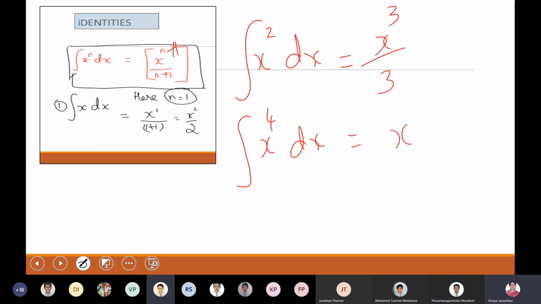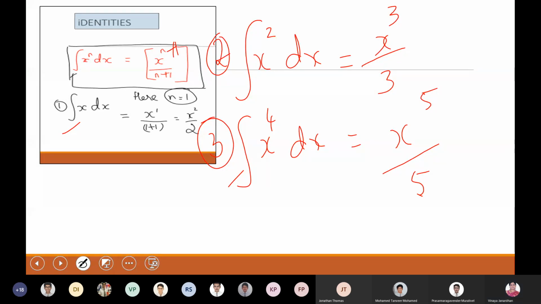What is the other one, boys? Ma'am, do we need to write this? x raised to 5 by 5. Yeah, yeah, just one, two, three. These things are enough for you, boys. Just write the identity. Go for the second one, go for the third one. Since the request has come from your class, we are lagging behind. I cannot go much into the depth of your integration, boys.